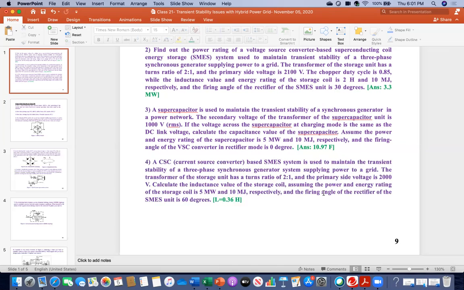Whatever the required voltage is, in this case the example problem is telling it is half the turn ratio. So then what is your secondary voltage? Once you get that voltage, that times √2 will go into your equation, 3 Vm by pi. And the firing angle value is in the last line: firing angle of the rectifier is 60 degree. So your alpha value is 60 degree.